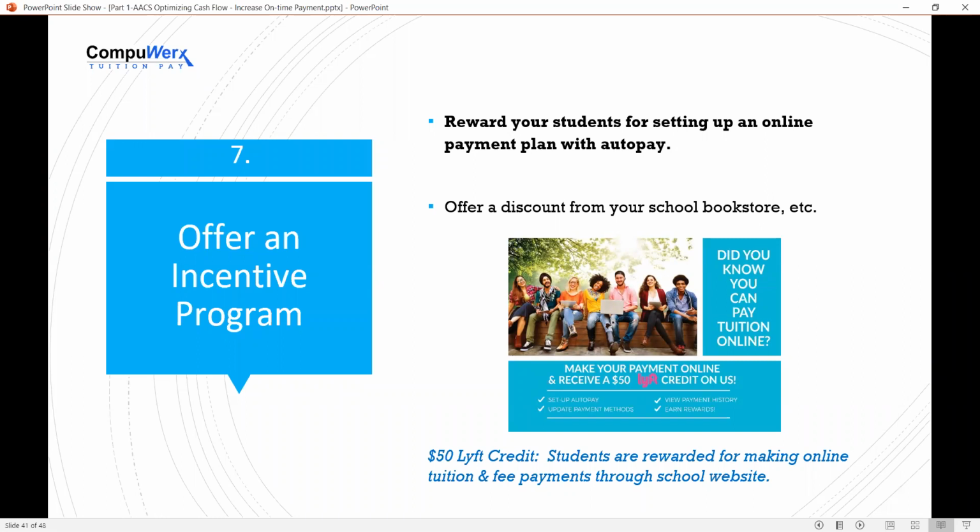Offer incentive programs. Reward your students for setting up an online payment plan with automatic payment. Let's say you could offer a discount from your bookstore or your store. If they set up a payment plan with automatic pay, you could give them 10% off from your store, or give them a coupon for $20. And here again is an example of the $50 lift credit for people who set up a recurring payment.